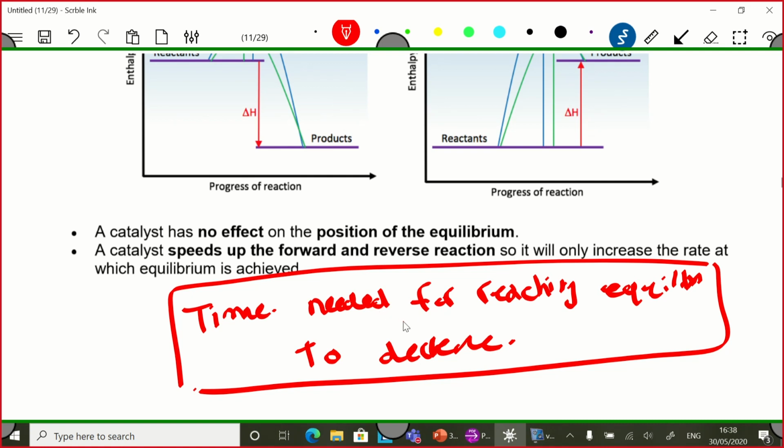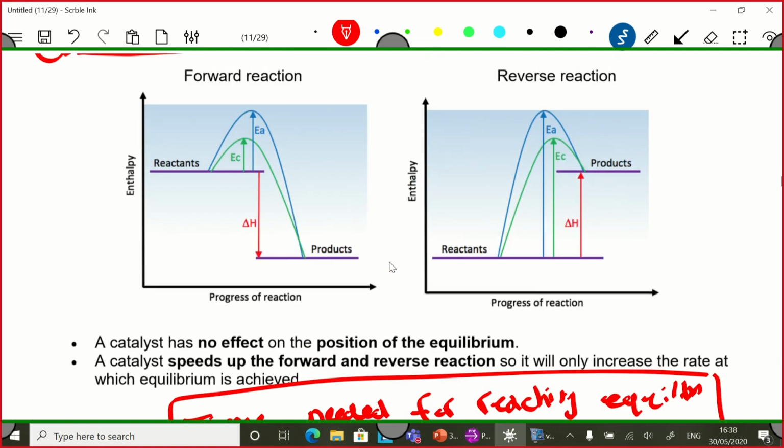And again, please remember this rule that the catalyst does not affect the position of the equilibrium, because it increases the rate of the forward reaction and the backward reaction by the same what? By the same amount. Okay.